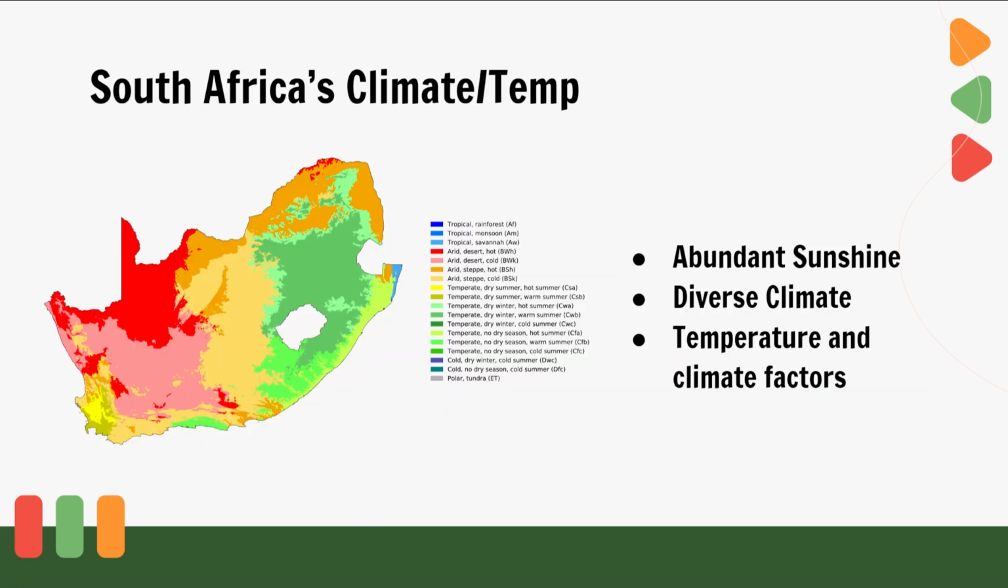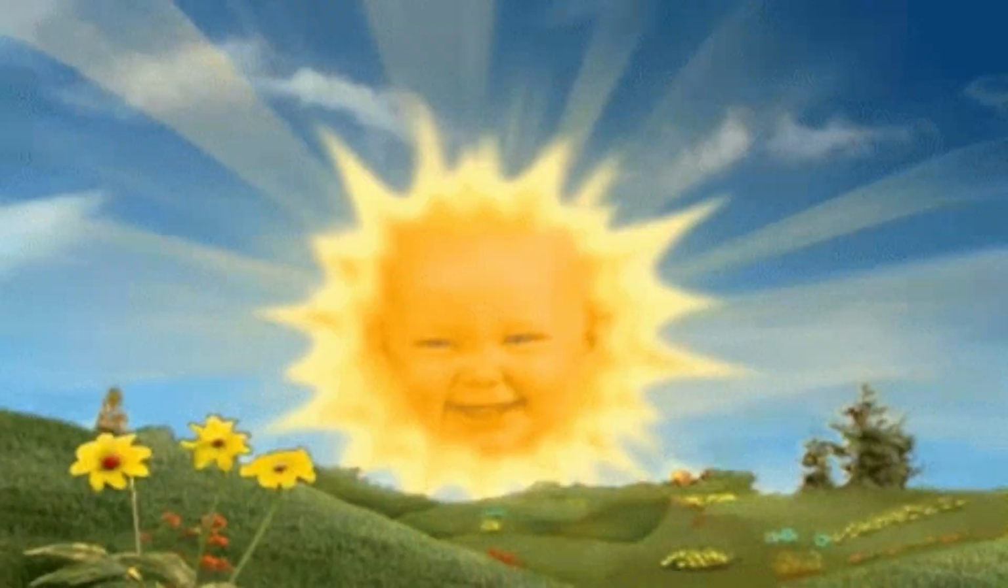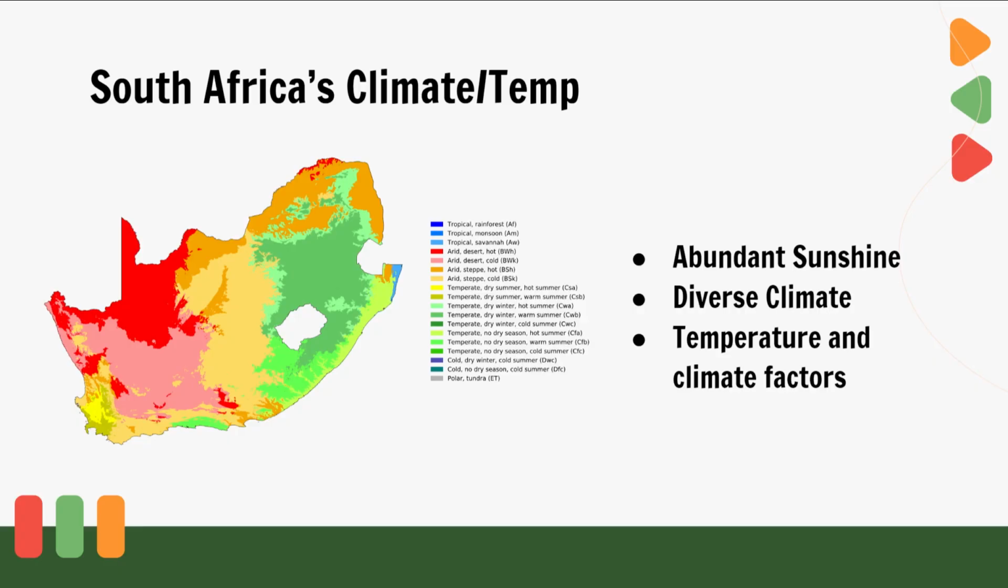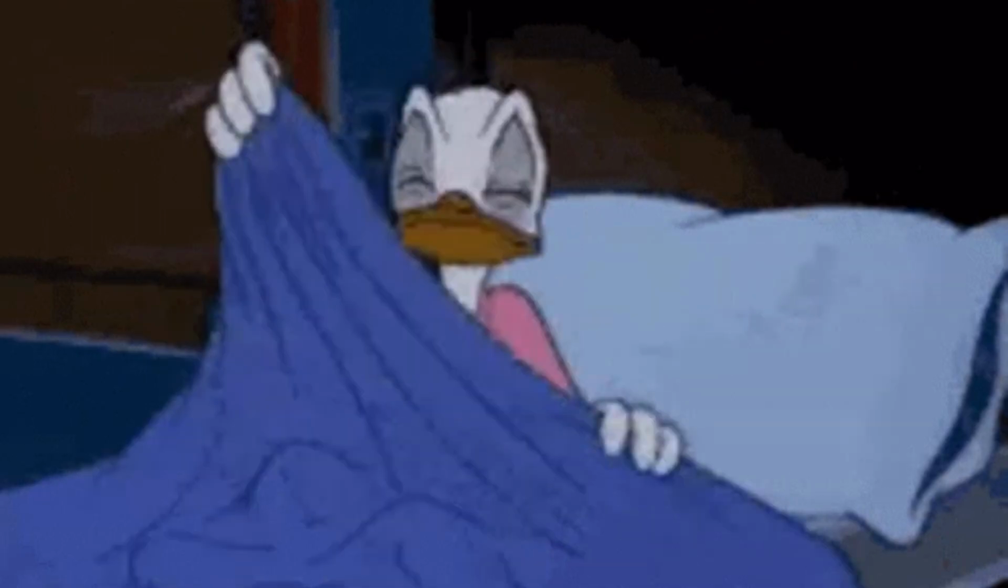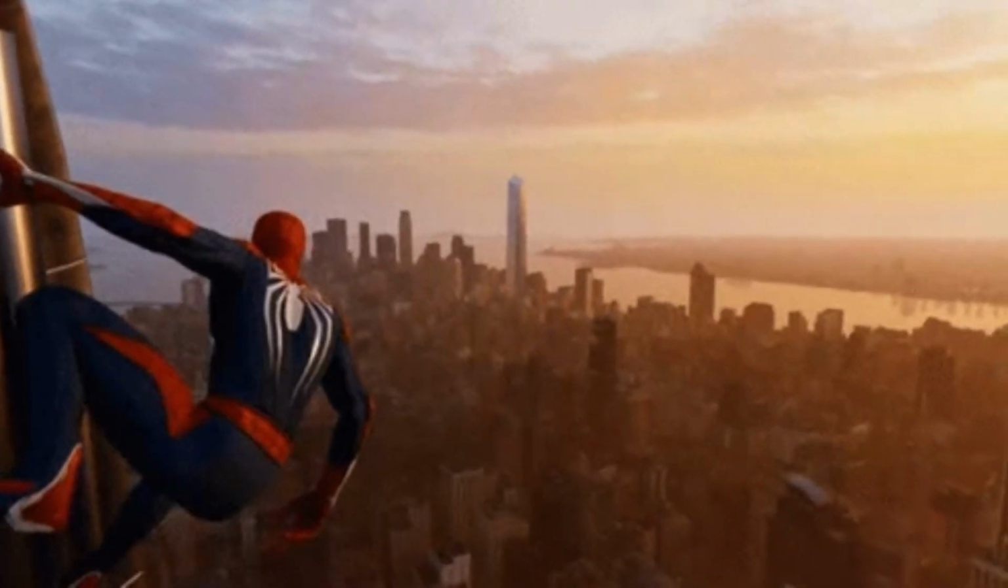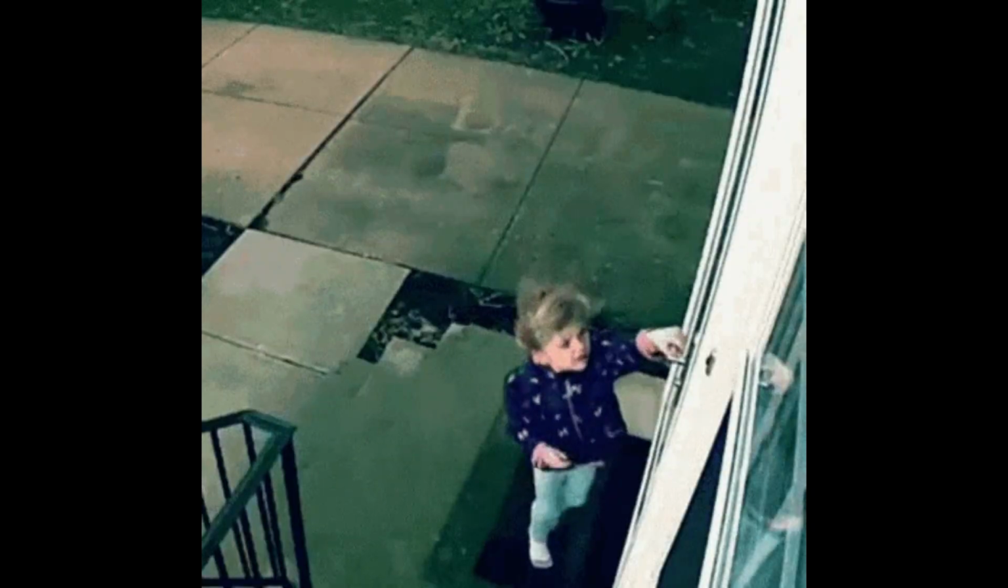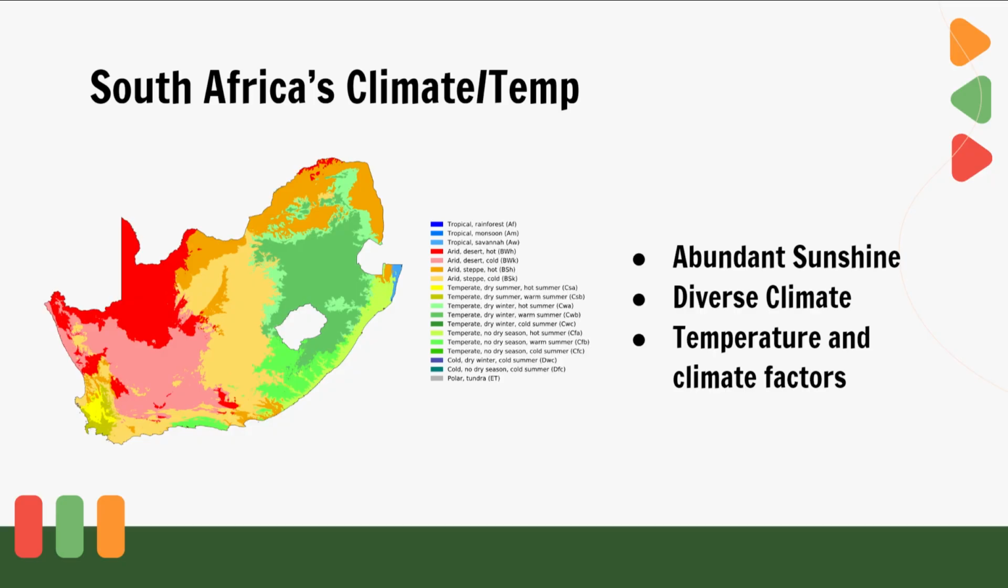South Africa's climate ranges from mild in the south to tropical in the northeast. With much sunshine, the country experiences hot summers and mild winters. Factors such as altitude, distance from the ocean, and prevailing winds contribute to the varied temperatures and weather conditions.